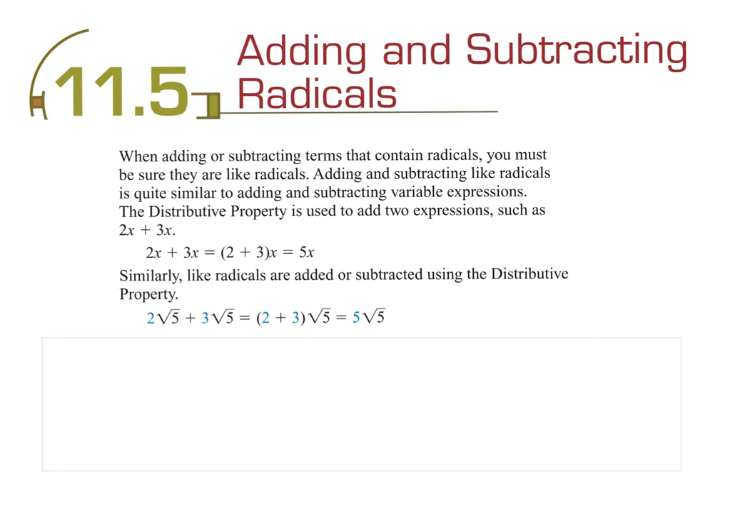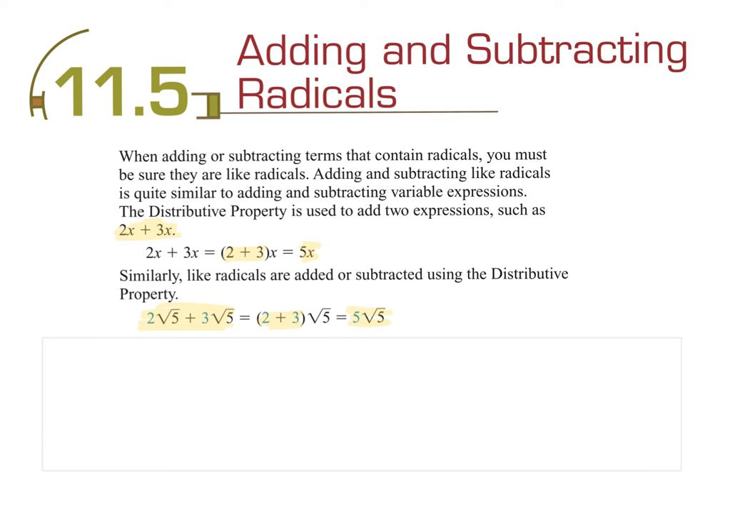Adding and subtracting radicals. When adding or subtracting terms that contain radicals, you have to be sure that they are like radicals. Think of it like we did when we did variables. In order for it to be the like variable, they had to be the same. You can add 2x and 3x because the x is the same. And you do that by just adding the coefficients, 2 and 3, which gives you 5 x's. Radicals are the same thing. 2 square root of 5 and 3 square root of 5. Your radicals both have a 5 in them, all right, which means they are like radicals. So you just add the coefficients and you get 5 square root of 5.